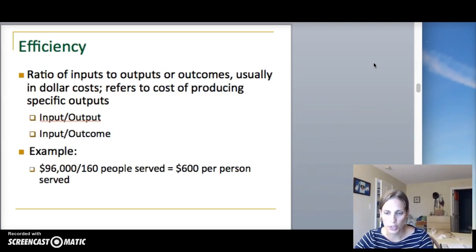So efficiency is the ratio of inputs to outputs or outcomes, though outputs are a lot easier to measure because they're quantifiable. Most often, these will include dollars as your input because we all know that local governments are concerned with how they spend their money and are constantly having to show that they're providing a good deal for the taxpayers. For our break-in example, the efficiency might be the cost of the cameras and the additional patrols versus the percentage decrease in break-in occurrences.